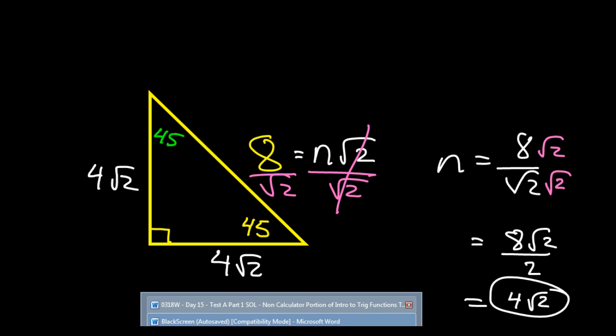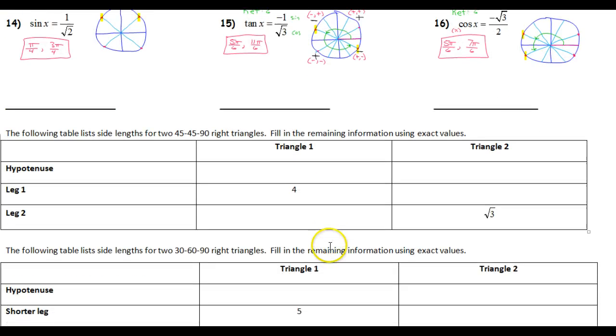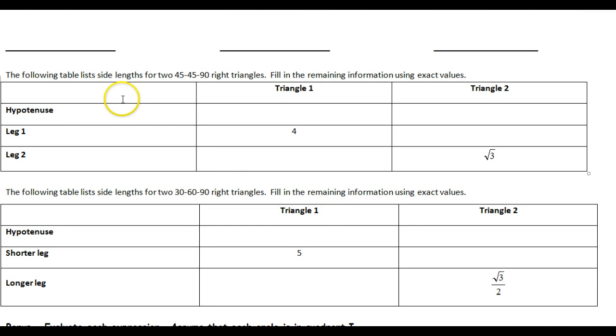So, alright, let's look at these actual problems. So in the first set of problems on this paper, we are given two triangles, but they are 45, 45, 90 triangles. And so in the first case, we're given a leg, and the leg is 4. And we're supposed to find the hypotenuse and the other leg. So I think it would be useful to draw a picture of this.